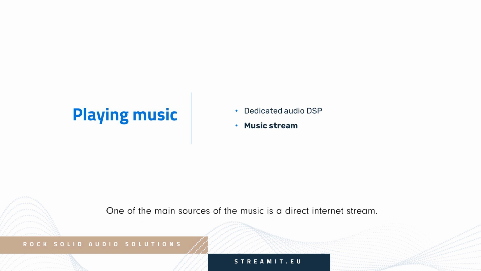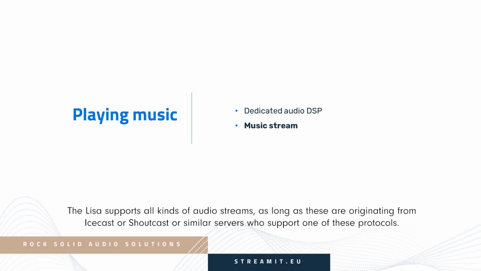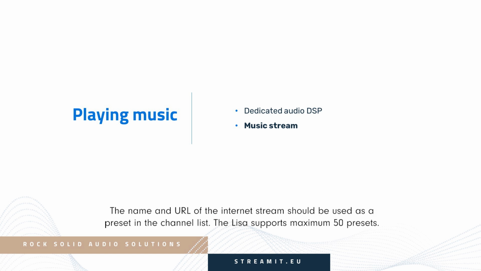One of the main sources of the music is a direct internet stream. The Lisa supports all kinds of audio streams, as long as these originate from Icecast or Shoutcast or similar services that support one of these protocols. The name and URL of the internet stream should be used as a preset in the channel list. The Lisa supports a maximum of 50 presets.